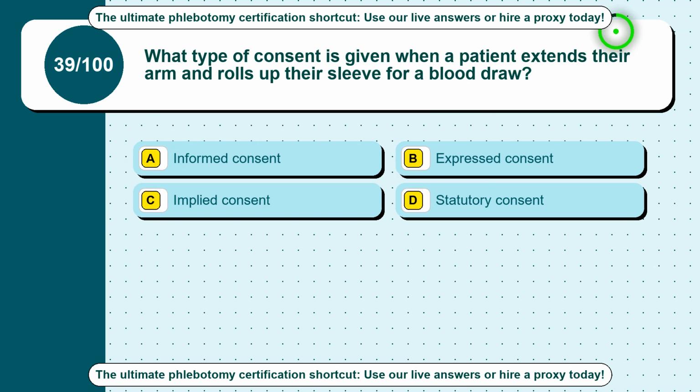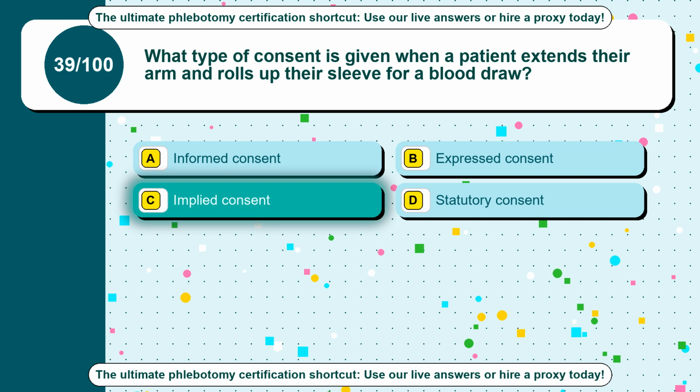Question 39. What type of consent is given when a patient extends their arm and rolls up their sleeve for a blood draw? Option A, informed consent. Option B, expressed consent. Option C, implied consent. Option D, statutory consent. The correct answer is option C, implied consent.